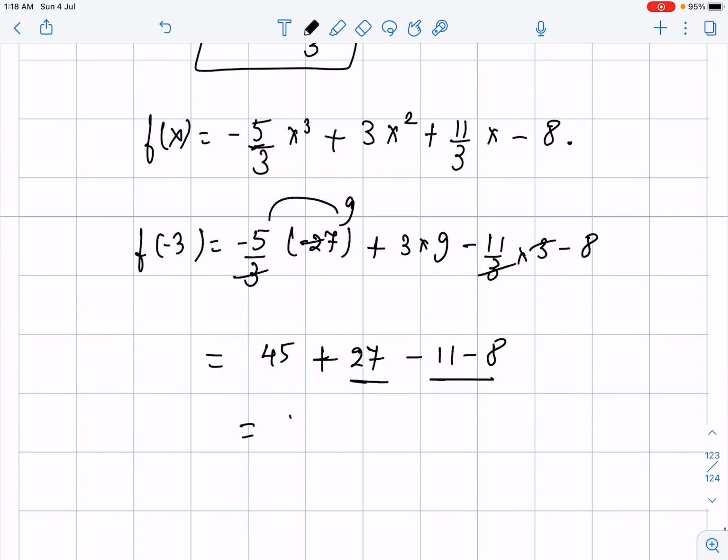27 minus 19 will be 8. 45 plus 8 will be 53. That will be the final answer for this question.